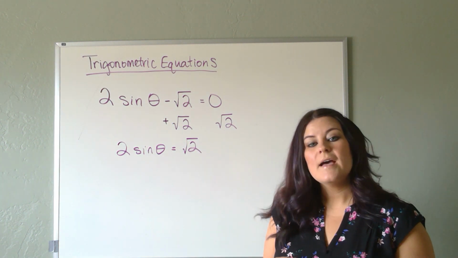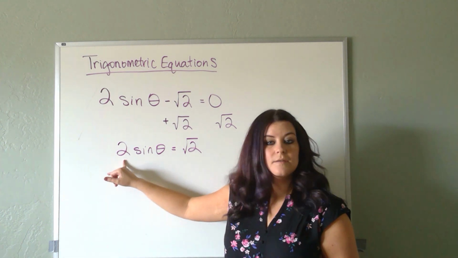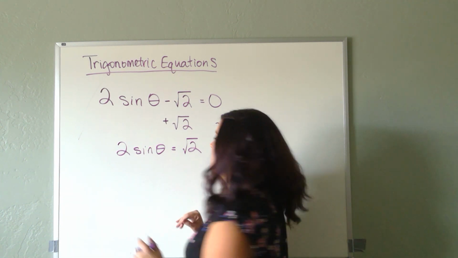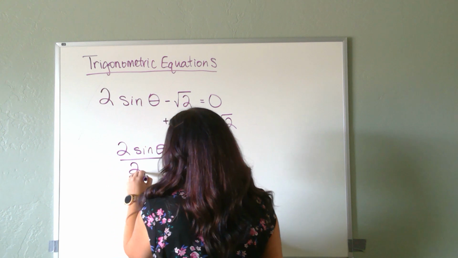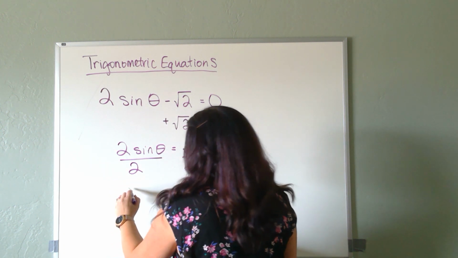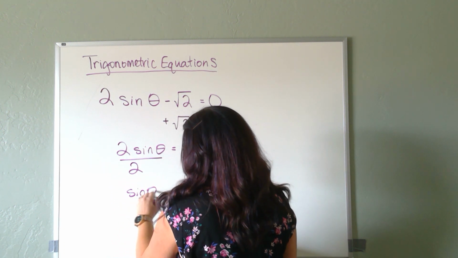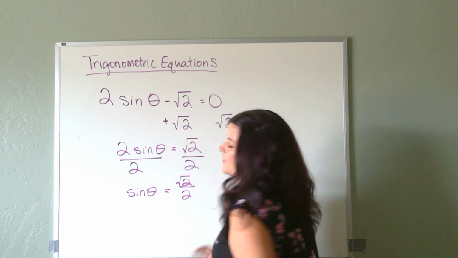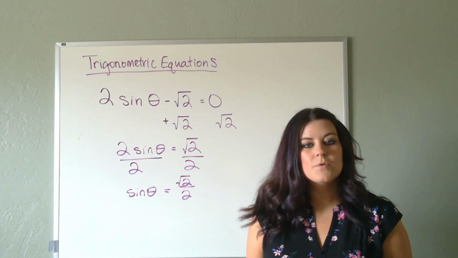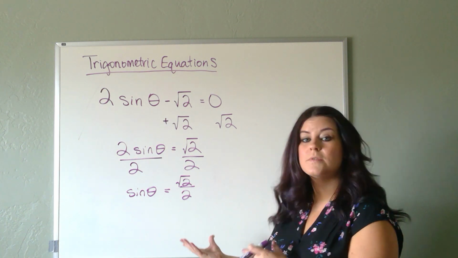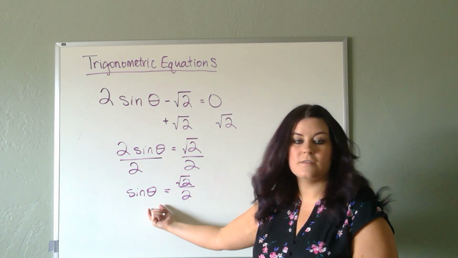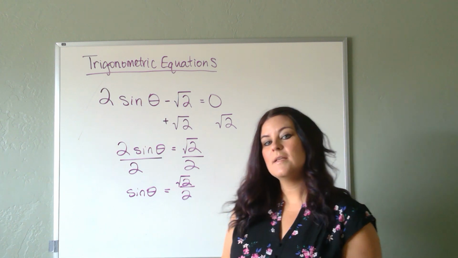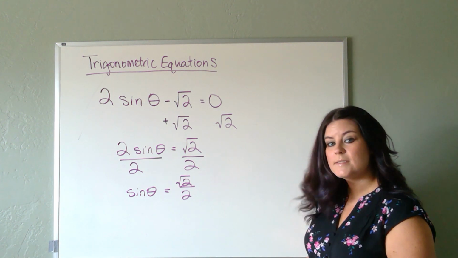Now, theta is still not isolated yet because of this 2 here. So let's divide by 2 on both sides. And I get sine theta equals the square root of 2 over 2. All of your answers will be exact, which means you're going to go to the unit circle to find your answers for theta. Now, remember I said our values are going to be in radians.